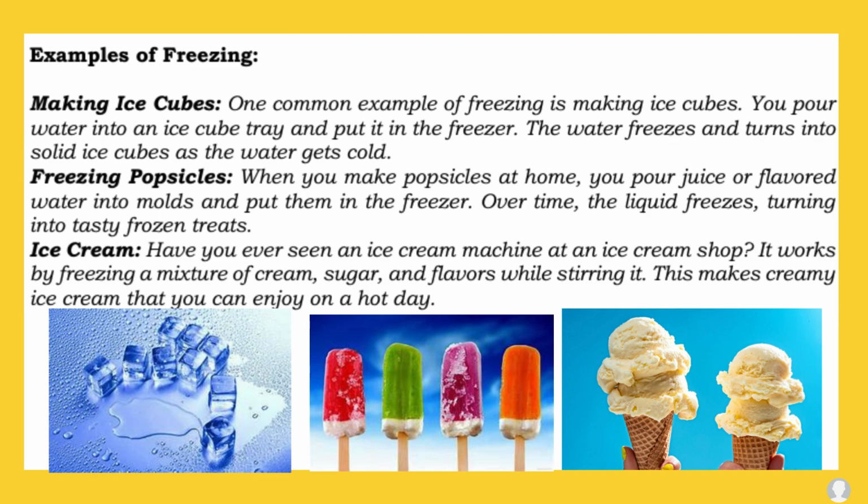We have here examples of freezing. The first one is making ice cube. So one example of freezing is to make ice cube. You pour water into an ice cube tray and you put it in the freezer. The water freezes and turns into solid ice cube as the water gets cold.